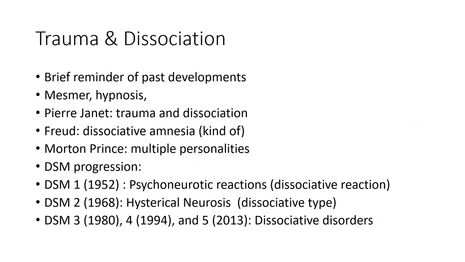Okay, let's just give you a brief reminder of the past developments in trauma and dissociation theory, some of which I haven't mentioned before. So I've told you about mesmerism, and how that transformed into hypnosis in the 1800s. And then in the 1880s, Pierre Janet and the other hypnotists came up with ideas about trauma and dissociation, the idea that trauma causes dissociation, the kind of splitting away from yourself.